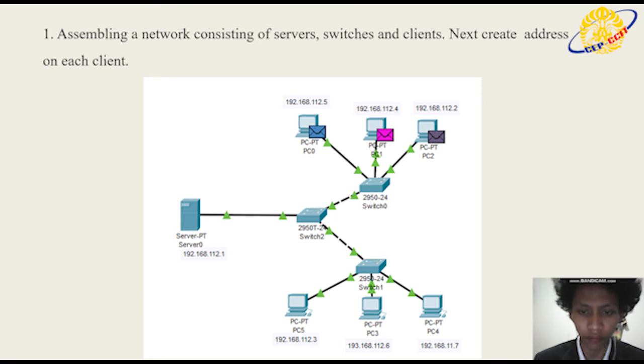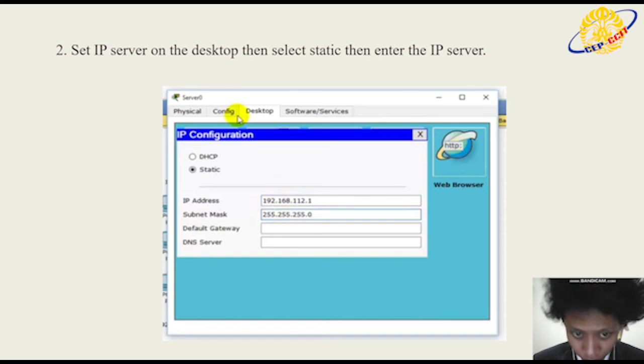This is assembling a network consisting of server, switch, and client. Next, create address for each client. This is a scheme network.